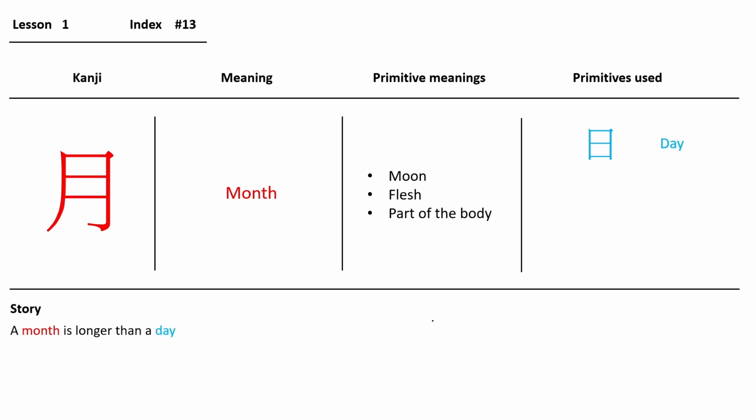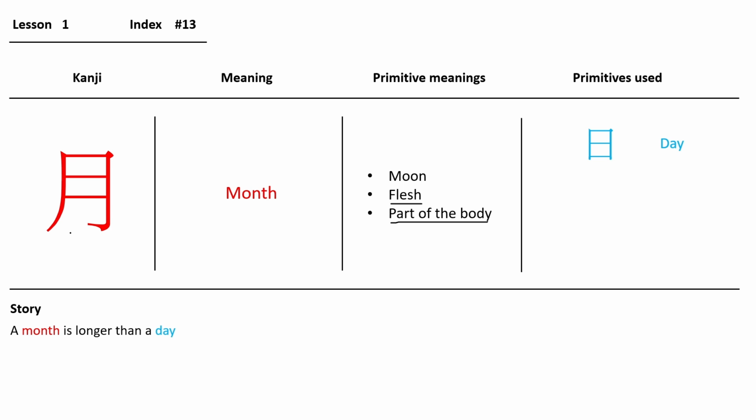So we'll continue with the next one, index 13. And this kanji has the meaning of month. It can also have other primitive meanings such as moon, flesh, and part of the body. And this time, these primitive meanings, flesh and part of the body, are quite useful. They are used a lot in other characters. So this time, don't just stick with month, but really try to remember that this character can also mean flesh or part of the body when it's used in other characters.